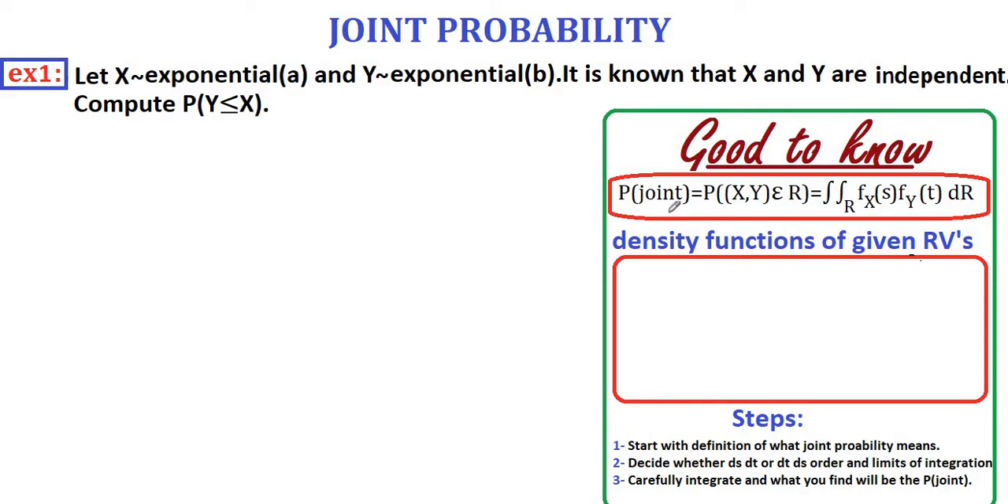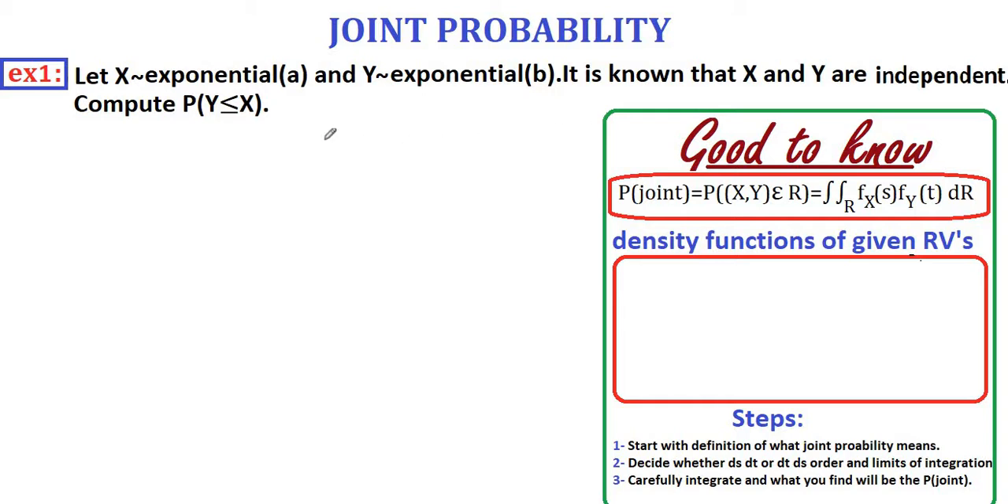Joint probability, in our case y is less than or equal to x, is equal to the probability that both x and y are in the region. That is the double integral of the region, fx of s, fy of t, dr. We're going to decide whether ds dt or dt ds order here. It is a must to know the density functions of the given random variables to start the problem.